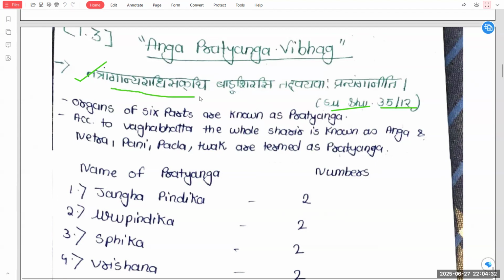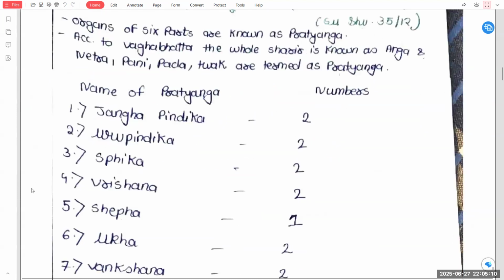Tatra anga anya adhisyaktihi bahu shirasi tad avyava pratyangana iti. Organs of the 6 parts are known as pratyanga. The six parts, the shadanga, and their organs, that is the gatra, okay, gatra means the organs, are known as pratyanga. According to Vagbhat, the whole sharir is known as anga, and netra, pani, pad, tvak, etc. are termed as pratyanga.